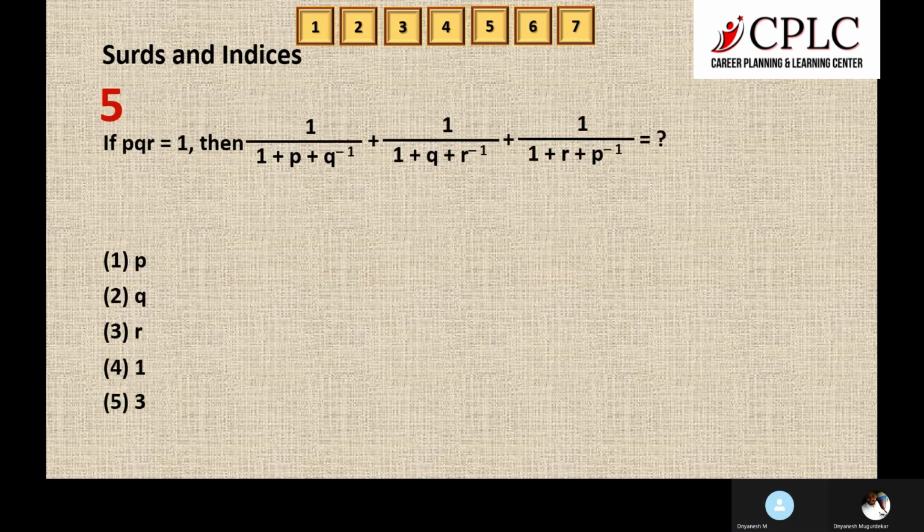Fifth one, if pqr is equal to 1, then find the value of this expression. The idea here is you will see that there is a pattern that is repeated: all the numerators are 1, and all the denominators have a very specific form, that is 1 plus some variable and the inverse of some other variable, happening one by one for each of the variables p, q, r respectively. And there is a plus in between.